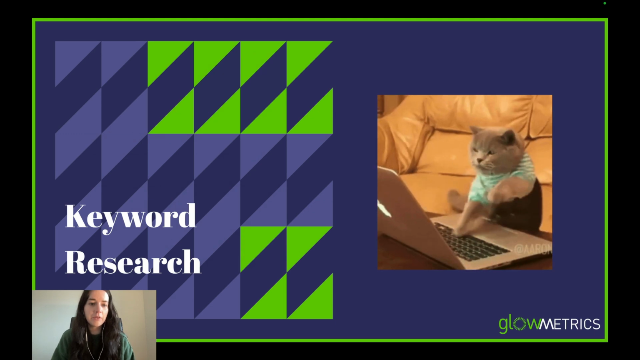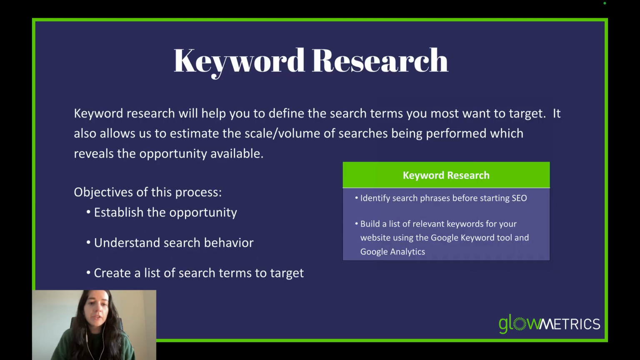So let's start off with keyword research. Keyword research will help you to define the search terms you most want to target. It also allows you to estimate the scale and volume of searches being performed, which reveals the opportunity available. So the main objectives when it comes to your keyword research is to establish the opportunity, understand the search behavior, and create a list of search terms that you want to target.